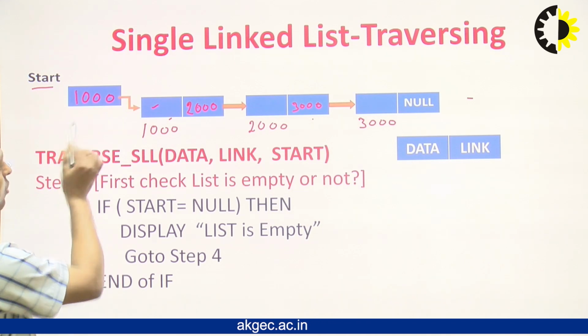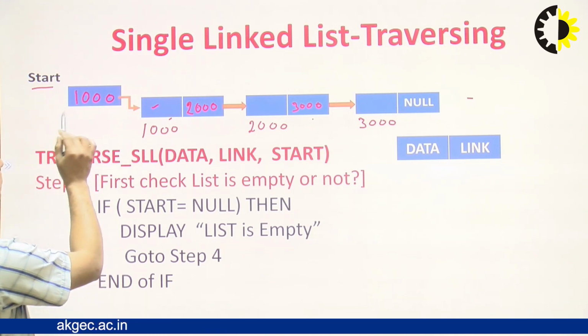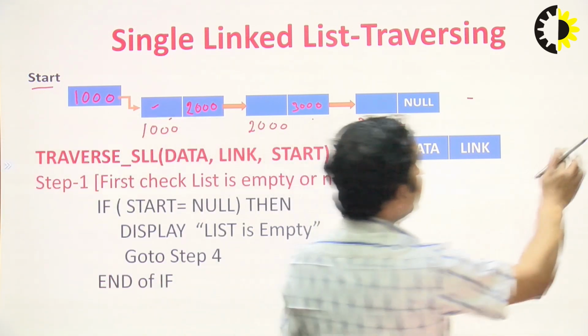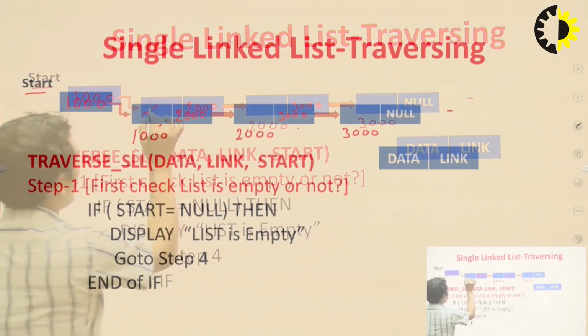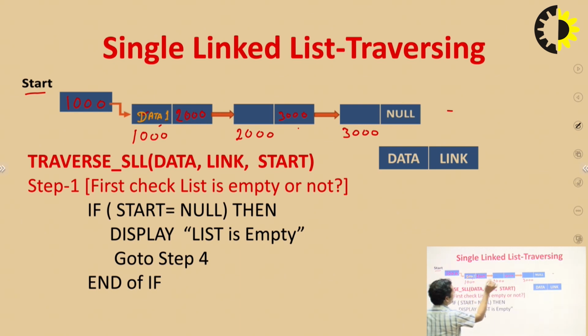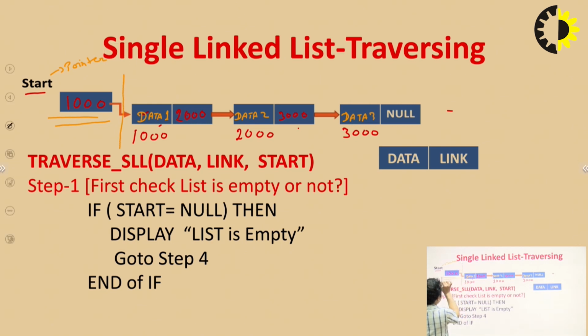So how to traverse? First, traversing. Let us guess this is data 1, this is data 2, this is data 3. Then how do we traverse? With the help of the starting node address, which is kept in the start pointer. This is a start pointer, a linked list pointer, which points to the first node of the linked list. Now for traversal, we have only the address of this particular node, that is 1000, in hand.